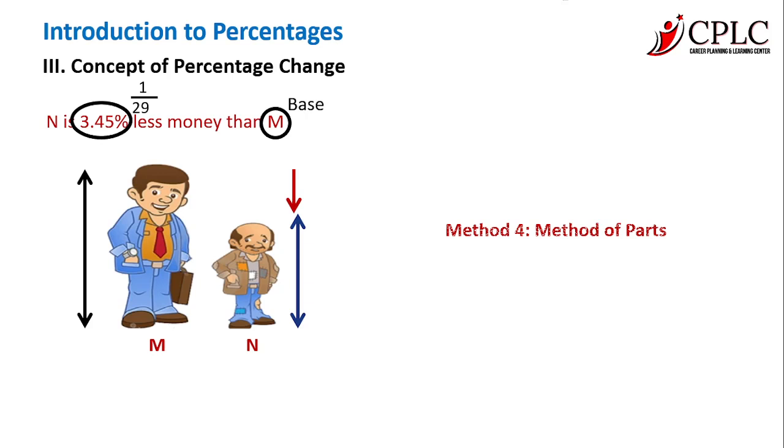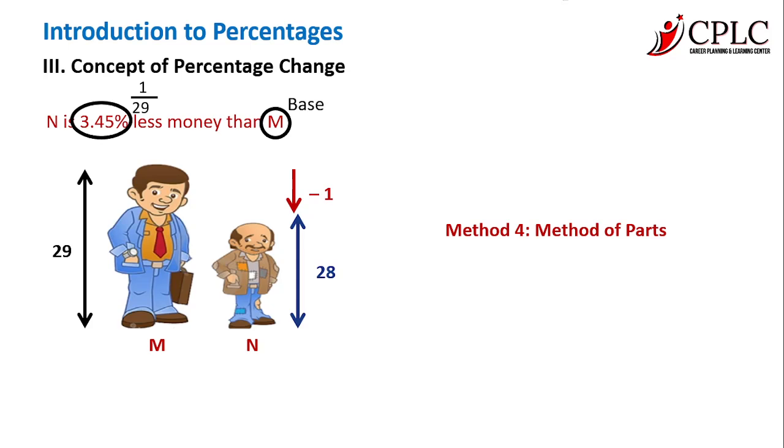Then let's talk about method of parts, which I have already just now spoken a bit earlier. So m is the base value and 29 is the base value because they both are in the denominator and they both are bases, so we can simply equate them. So m is 29 and n is 1 less than that. So if m is 29, n is 1 less than that, so n becomes 28 for that matter.